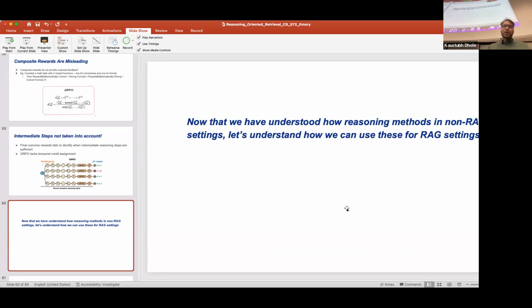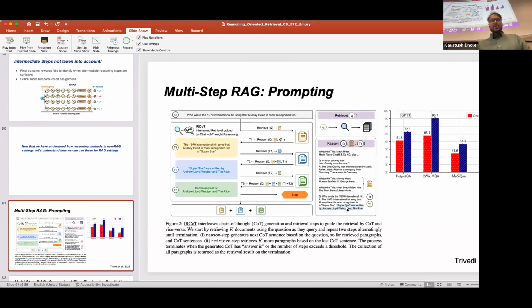So now we understood essentially what GRPO is in the non-RAG setting. We'll try to apply this in the RAG setting. And we saw this earlier, the multi-step RAG approach, which was a prompting-based approach, where we had a sequence of calls being made to the retriever without really having any sort of autonomy to it, or trying to change any of its original behaviors.